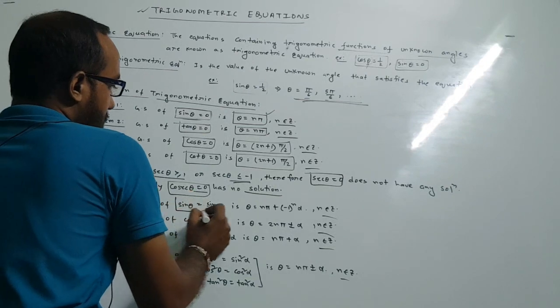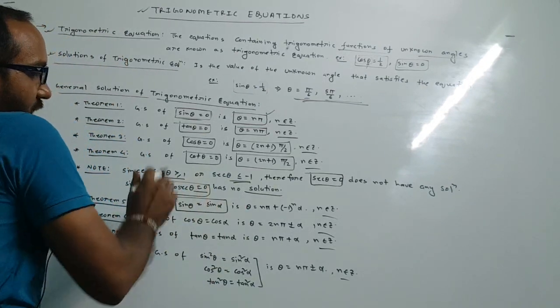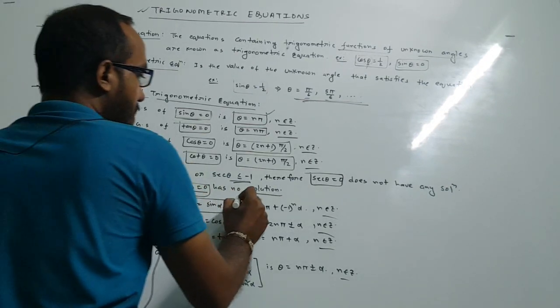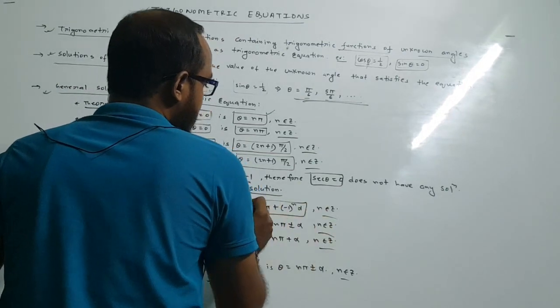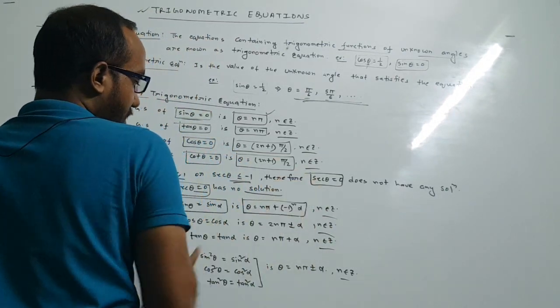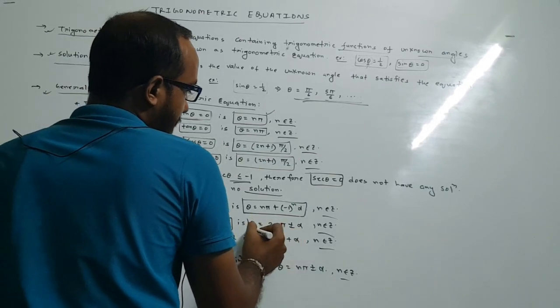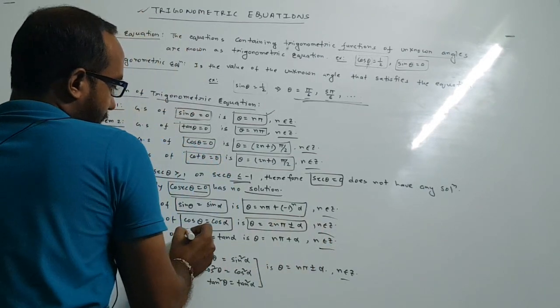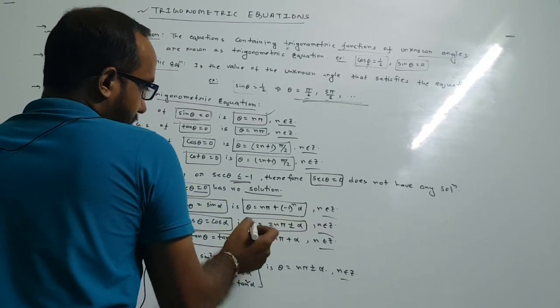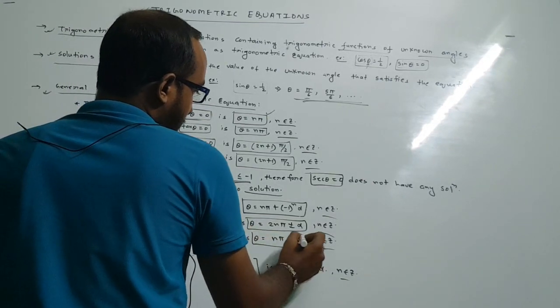If your trigonometric equation is in this form, sin theta equals sin alpha, then theta would be n pi plus (minus 1) to the power n into alpha. If cos theta equals cos alpha, theta would be 2n pi plus or minus alpha. If tan theta equals tan alpha, then theta would be n pi plus alpha.